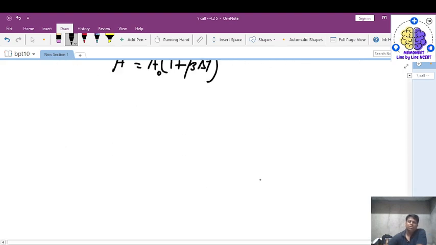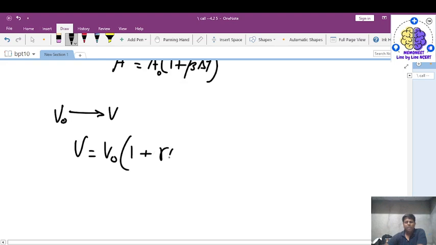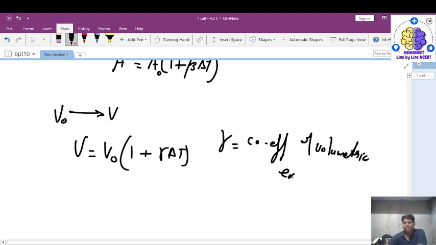Now coming to V naught, that is for a three-dimensional body. If V naught is the initial volume and after supplying heat the new volume is V, then V is equal to V naught into 1 plus gamma delta T, where gamma is the coefficient of volumetric expansion, right? Volumetric expansion.